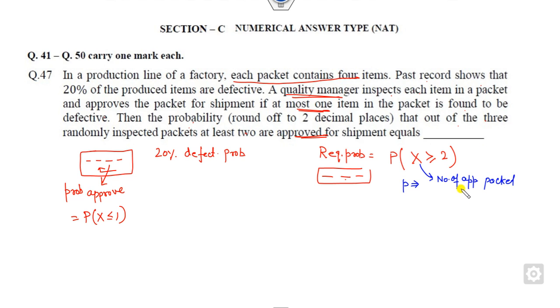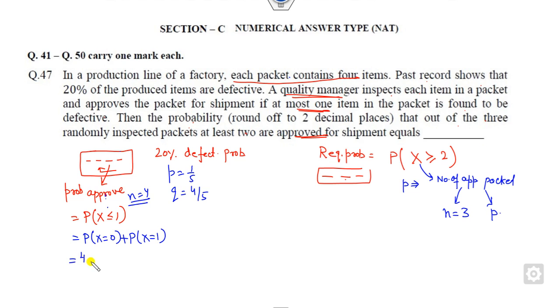What is the maximum number of packets you have for approval? 3. What is the probability of approval? The probability of approval can be computed from here. Firstly, I can compute the probability from this. What is the probability of defective? 1 by 5 is my p, so q is 4 by 5. How many items are in a packet? 4, so n is 4. Apply the binomial distribution here.